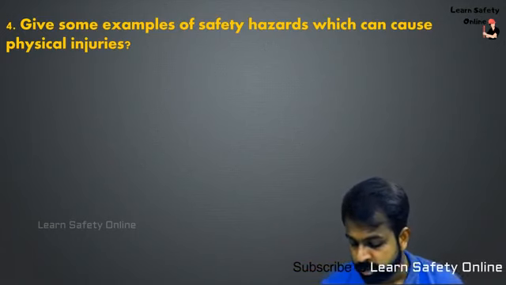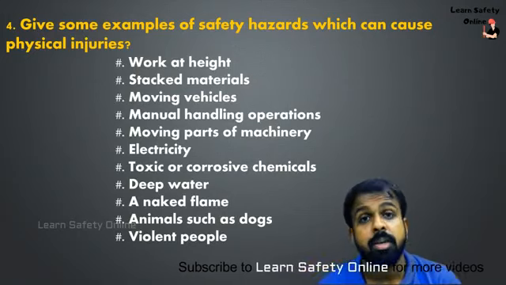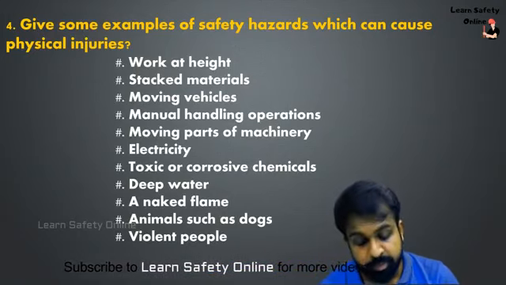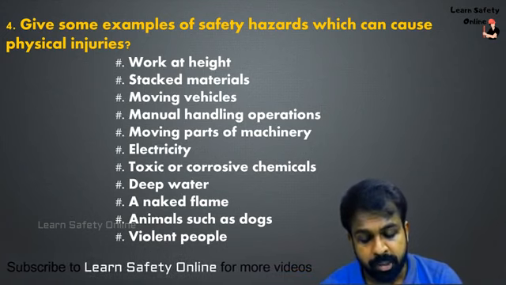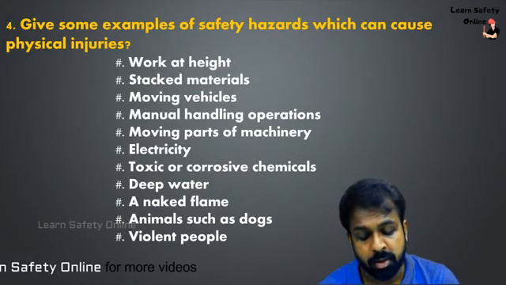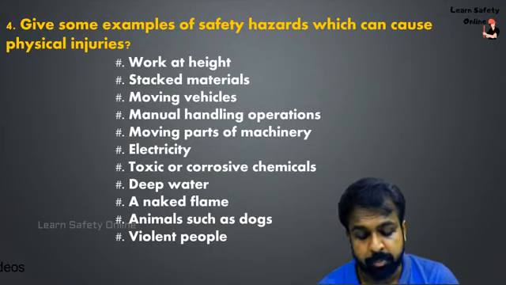Our next question is: give some examples of safety hazards which can cause physical injury. Safety hazards which can cause physical injury are work at height, stacked materials, moving vehicles, manual handling operations, moving parts of machinery, electricity, toxic or corrosive chemicals, deep water, a naked flame, animals such as dogs, and violent people.